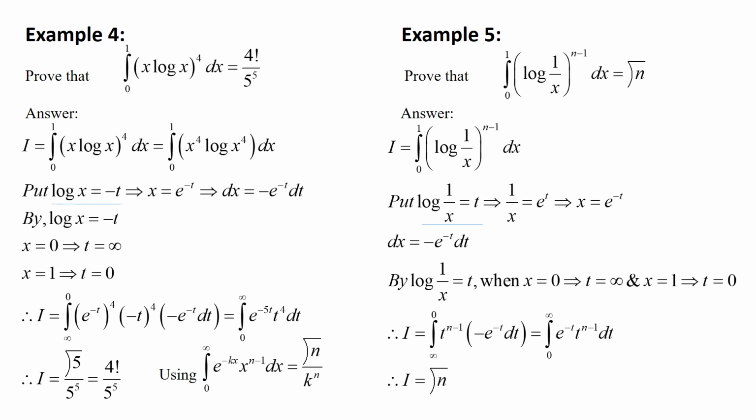See next example 4. Prove that integral from 0 to 1 x log x raised to 4 with respect to x is 4 factorial upon 5 raised to 5. Here we are considering the integral limit is 0 to 1. X raised to 4 term is present, but as the term is in the form of log x, so we try to use the substitution for logarithmic function, which can be converted in terms of e raised to powers.